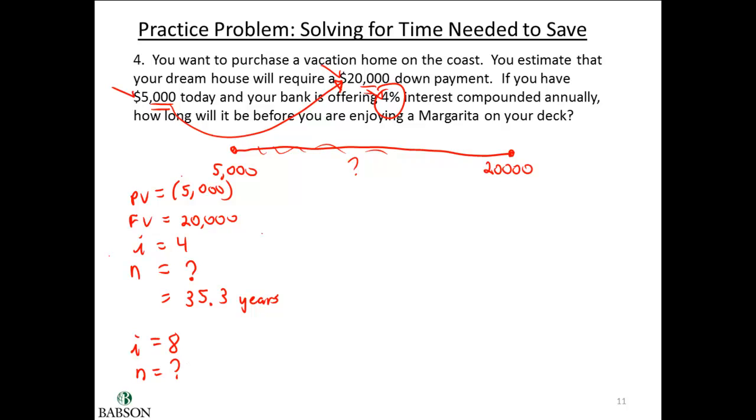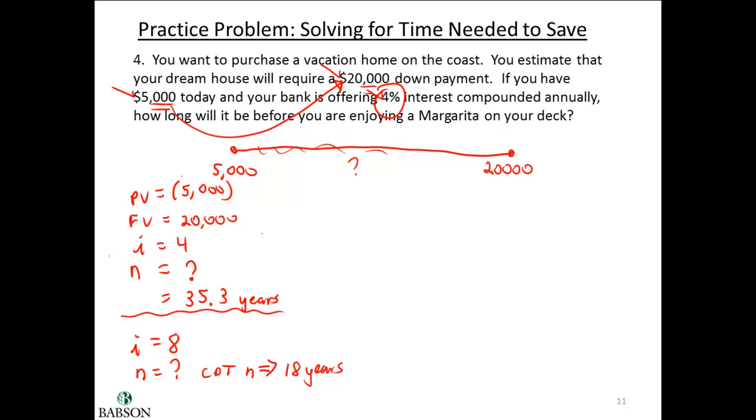To do this, you don't need to plug everything back in. You need only press 8, I, and then compute N. 18 years. So when you have your financial calculator, you don't have to plug everything back in again if you don't want to. It will save minus 5,000 for present value and 20,000 for future value in the calculator's registers.